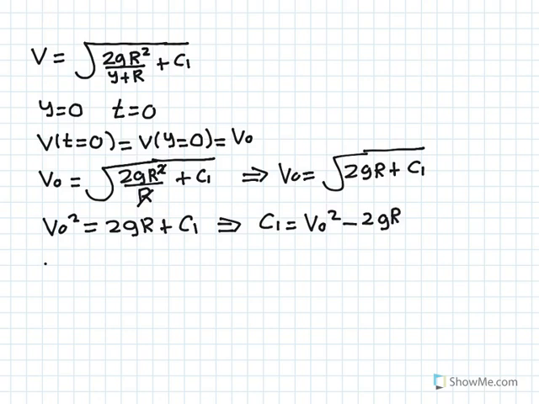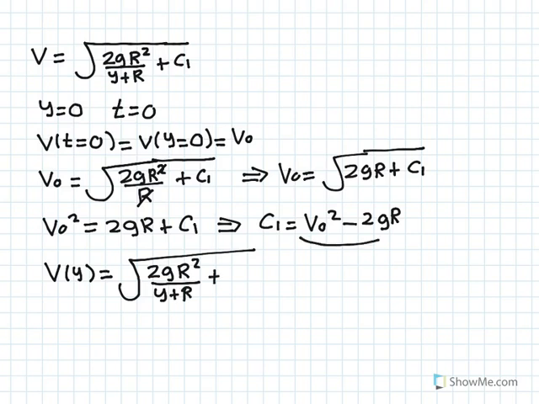So we can now build the velocity function as a function of height. Velocity v of y is equal to root of 2g r squared divided by y plus r plus c1. We solve for c1 is equal to plus v naught squared minus 2gr. So we now have the velocity at any height. So if we know the height y, we know the velocity of the rocket.